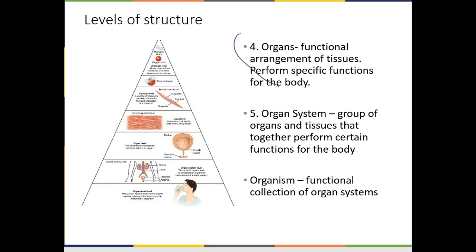4 is organ. This is also, I'll circle that, a definition that I want you to commit to memory. I want you to think of an organ as a functional arrangement of tissues. Now, you don't know how many tissue types we have. I will tell you, there are 4 different tissue types in your whole body.